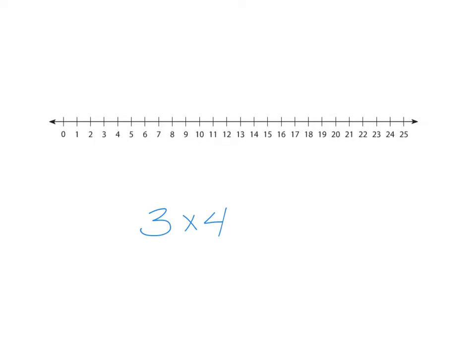Well, to do that, we would start at 0 and make 3 jumps of 4. 1, 2, 3, and we would land on the number 12. So 3 times 4 would equal 12.